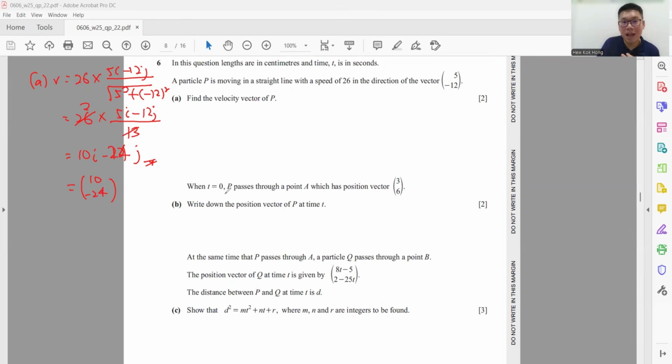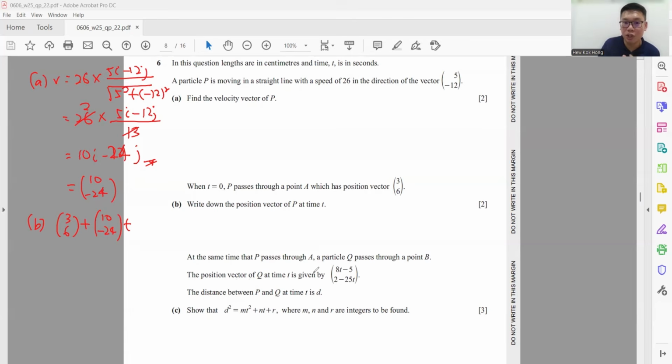Then they say when time equals 0, P passes through a point A which has the position vector of this. So this is the initial position. Write down the position vector of P at time t. So position at time t is always initial position plus v times time. Done. At the same time that P passes through A, a particle Q passes through point B.